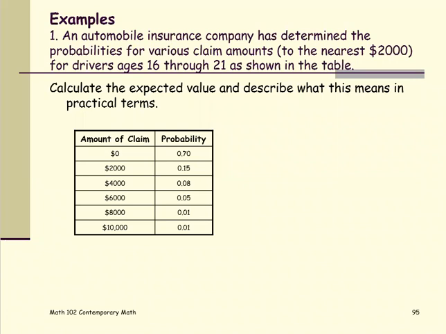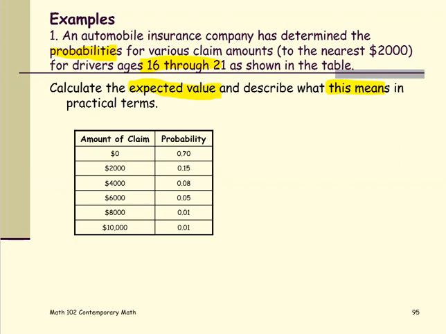Let's see an example. The first one, an automobile insurance company has determined the probabilities for various claim amounts to the nearest $2,000 for drivers aged 16 through 21 as shown in the table. We are going to calculate the expected value and describe what this means in practical terms. From the table, we have the amount of claim in dollars and the probability of each claim.